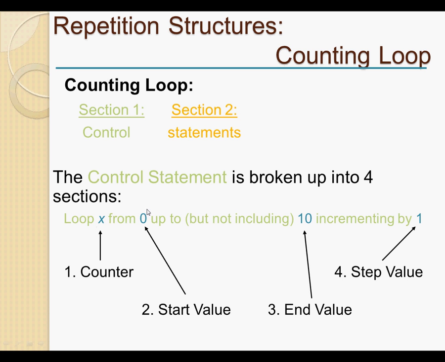The second type of information is the start value. So this is the value that my counter is going to start at when I do my loop. Then I also have the end value. That's going to be the value that I have to reach in order to stop my loop. Notice that it goes up to, but not including, this end value. And the fourth piece of information is the step value. This is the amount that I'm going to increase my counter by each time I pass through my loop.